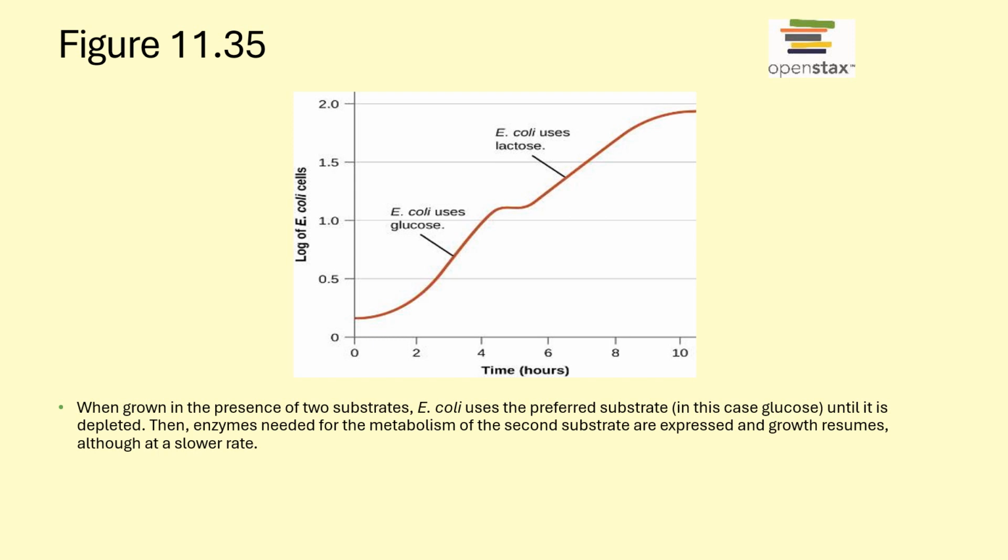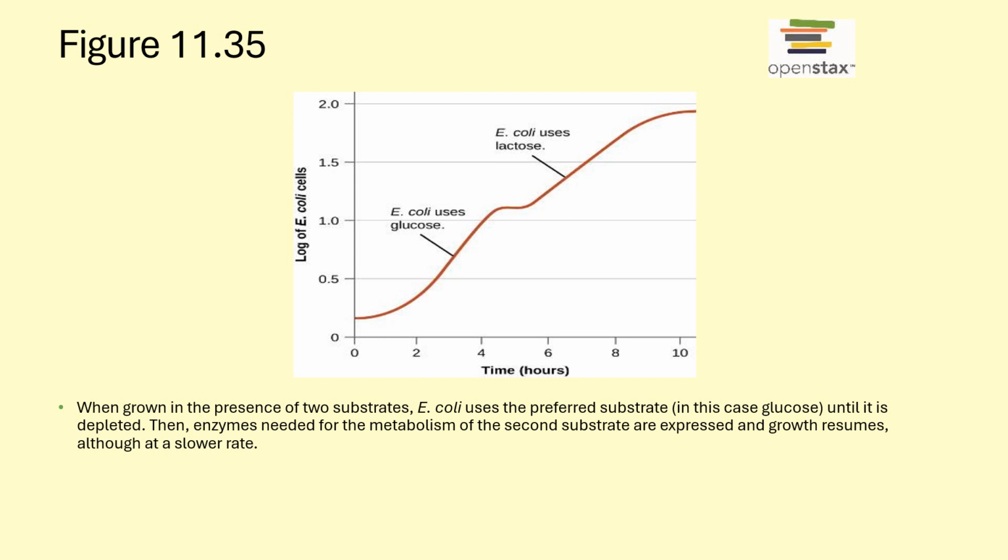Lactose is a disaccharide, so it has 2 ring structures on it. It's a little bit harder to break down. It can do it, but it's a little bit harder. So if it's given a choice between glucose and lactose, it's going to do glucose first. Ignore the lactose. The enzymes to break down lactose, because it's not always in an environment with lactose, are not normally turned on, as we just saw with the lac operon.